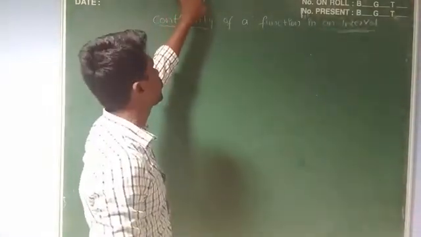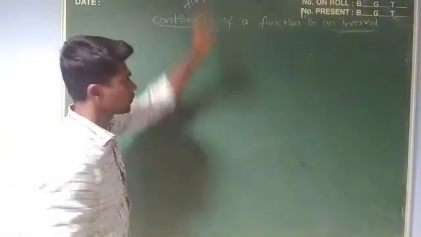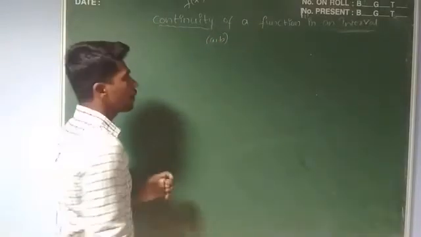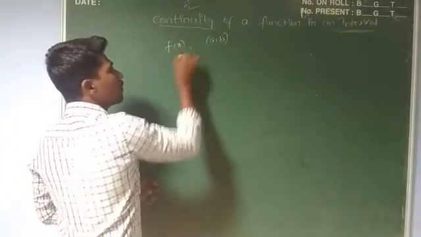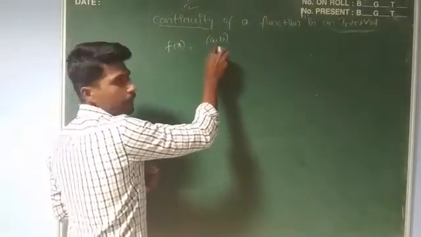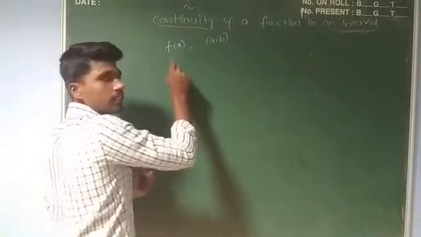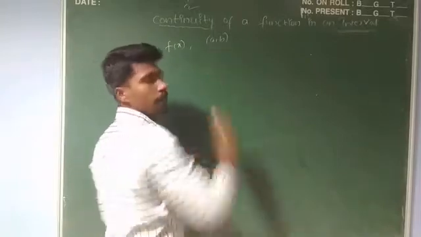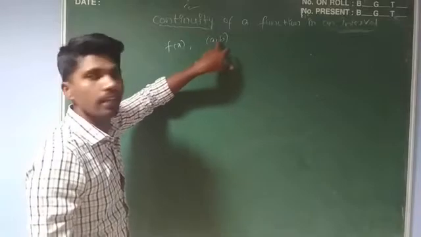When are we going to say the function f of x is continuous in an open interval a comma b? If I want to say the function f of x is continuous in between a comma b, I should say that f of x is continuous for all numbers between a comma b.